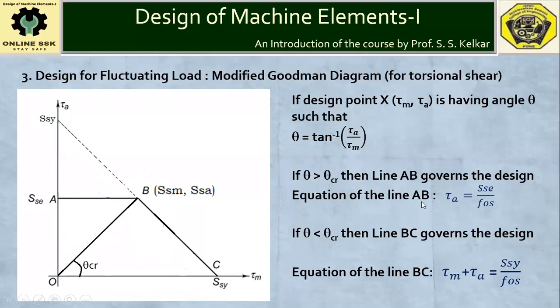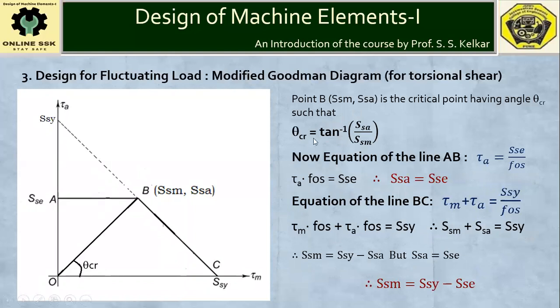The equations of both line AB and line BC are known to us, and accordingly, based on the value of theta and theta critical, we have to decide which line governs the design and which equation is to be taken into account for further design of the machine part. Now, one point to be noted: theta, the angle subtended by the design point with the x-axis, is given by theta equals tan inverse of tau A upon tau m. Tau A is the amplitude of torsional shear stress, and tau m is the mean torsional shear stress.